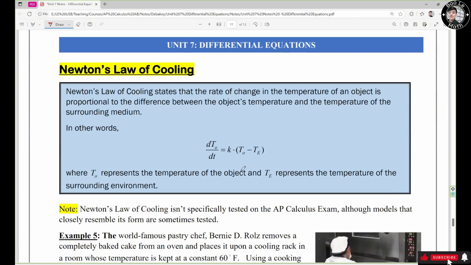Now let's move on to the next one. Newton's law of cooling. Newton's law of cooling states that the rate of change in the temperature of an object is proportional to the difference between the object's temperature and the temperature of the surrounding medium. It's going to be right here, right? Where T0 represents the temperature of the object and T represents the temperature of the surrounding environment.